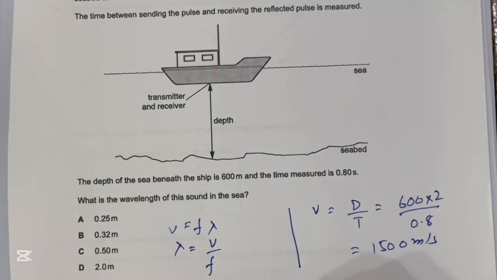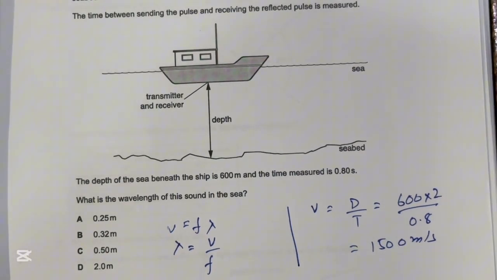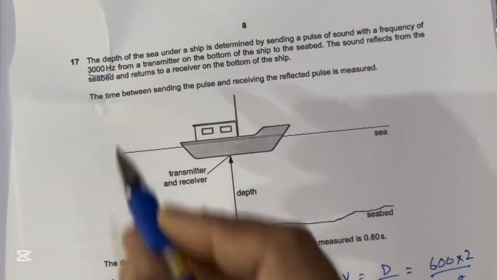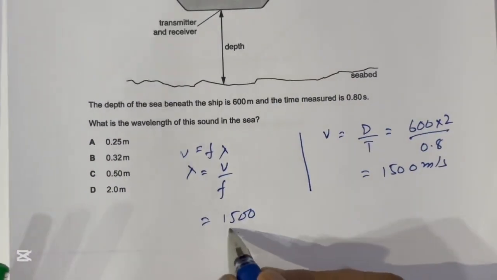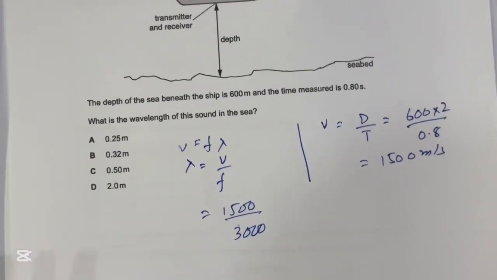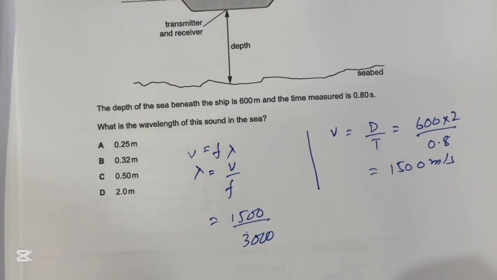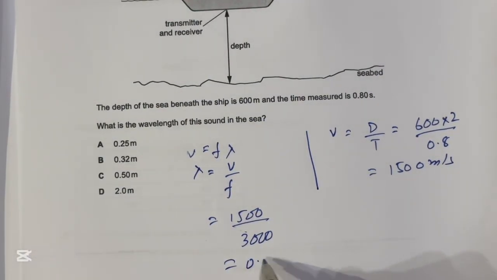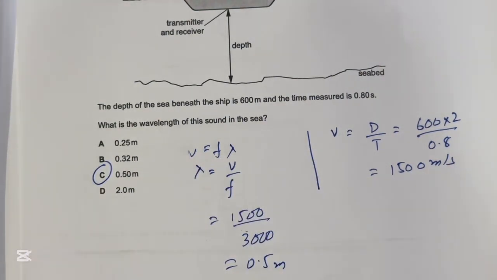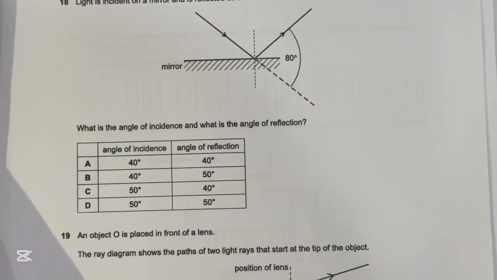Now substitute 1500, and the frequency was given in the question, that was 3000 Hertz. So we put the value 3000 over here. 1500 divided by 3000 gives 0.5 meters. So option C is carrying that choice, so we're going to select option C. Moving to question number 18.